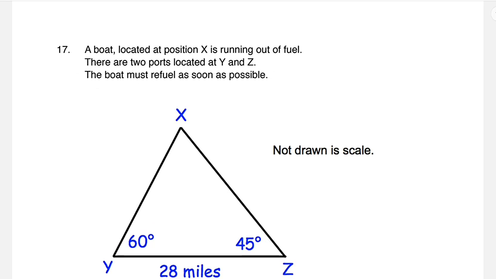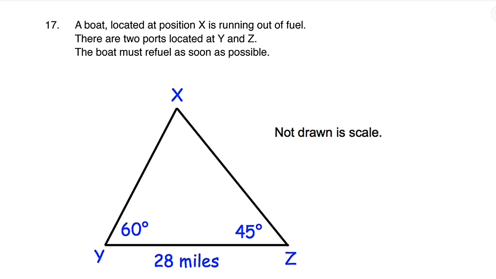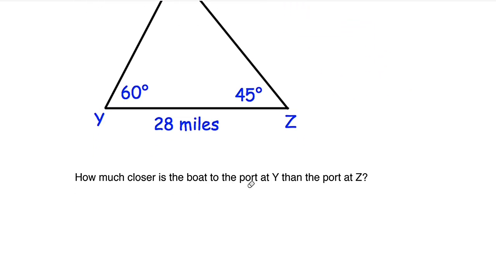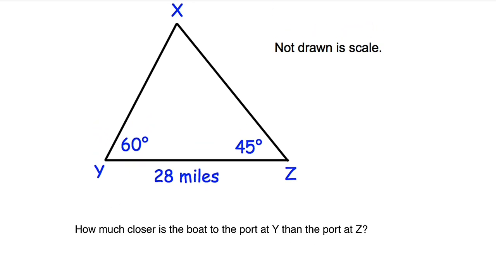Let us move on to question number 17. A boat located at a position X is running out of fuel. There are two ports located at Y and Z. The boat must refuel as soon as possible. How much closer is the boat to the port Y than the port Z? We need the difference. We need to find this and this, then take the difference, right?